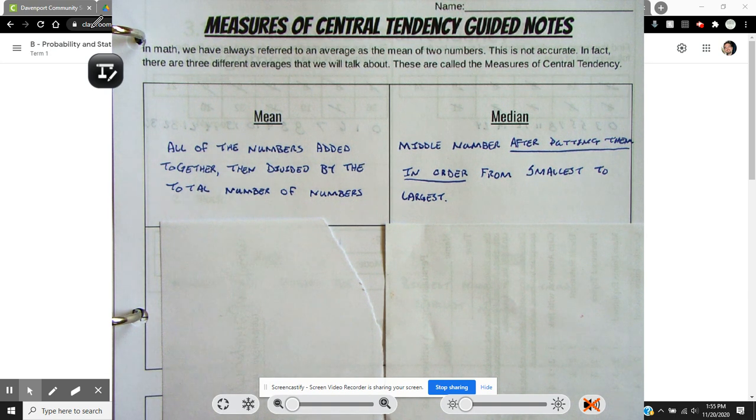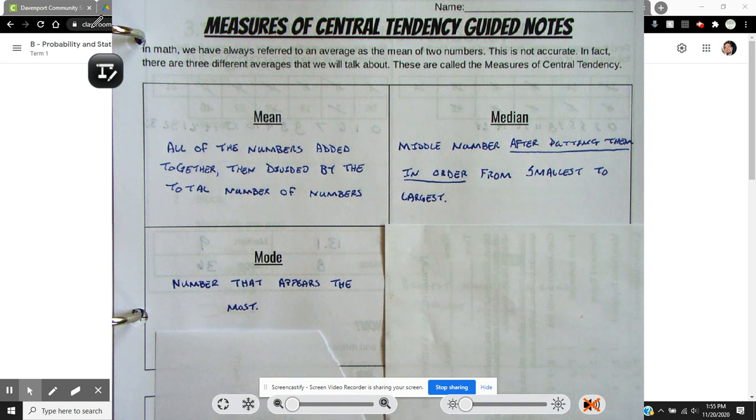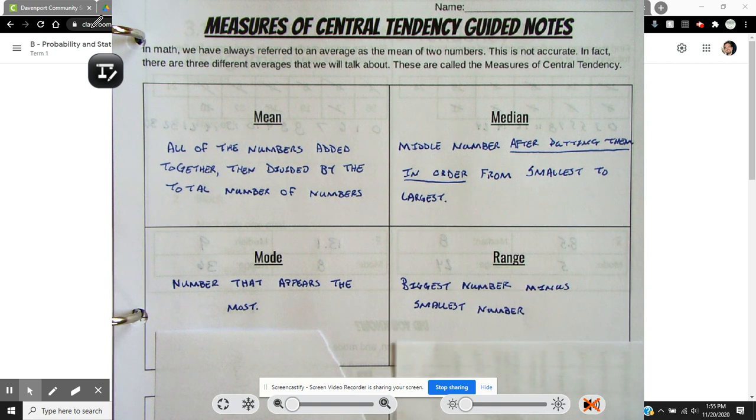And then our third type of central tendency average is mode. Mode is the number that appears the most. I always stress mode is the most. And then range is our biggest number minus our smallest number. It gives us the total distance between our highest and smallest numbers.